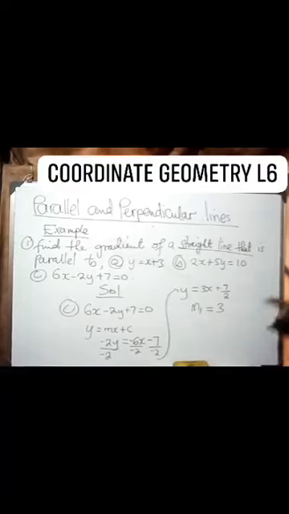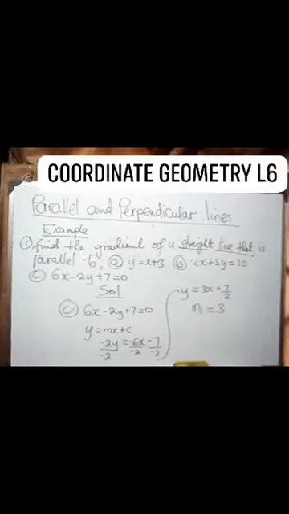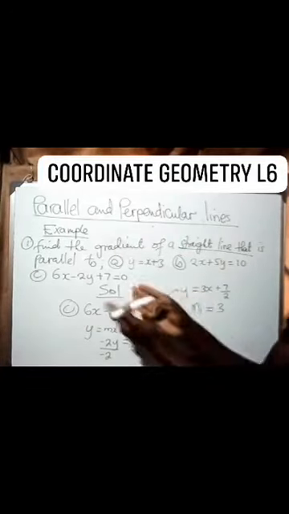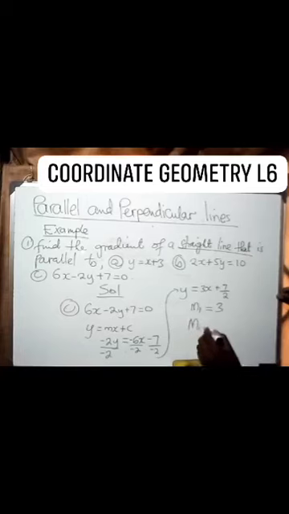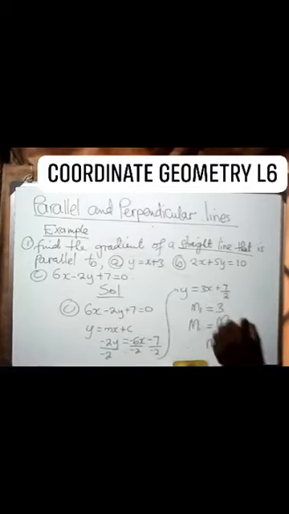Now, the question is, we are finding the gradient of the straight line which is parallel to line C. So, we have learned that if two lines are parallel to each other, it means the gradient number 1 is equal to, the same as, gradient number 2. So, therefore, gradient number 2 is also 3. Why 3? Because gradient number 1 is 3. So even gradient number 2, the answer will be 3. So this is what we have under this question.